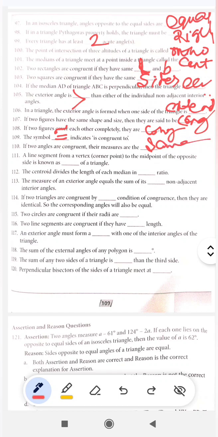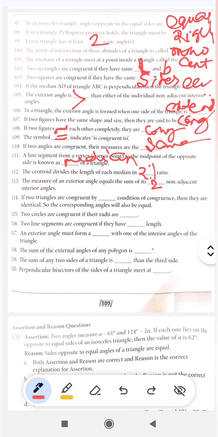Now question number 111. A line segment from a vertex to the midpoint of the opposite side is known as the median of the triangle. The centroid divides the length of each median in dash ratio, 2:1 ratio. The measure of an exterior angle equals the sum of its two non-adjacent interior angles. Then if two triangles are congruent by dash condition of congruency, then they are identical. So the corresponding angles will also be equal.